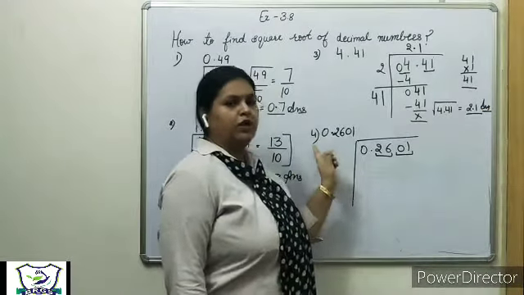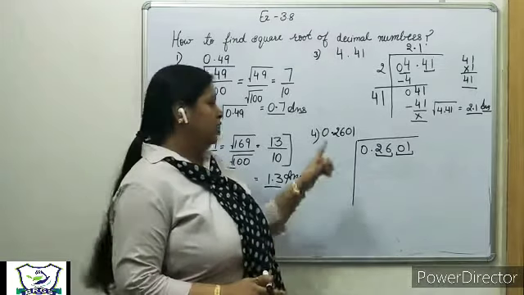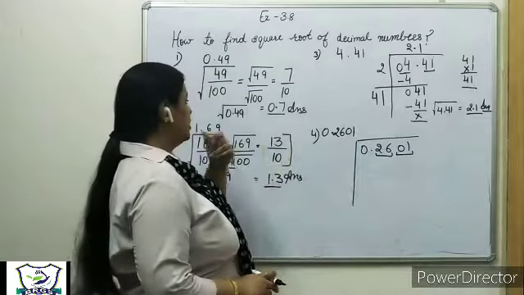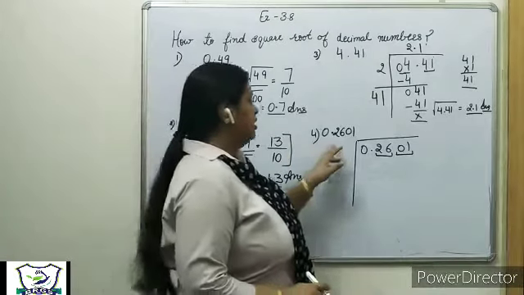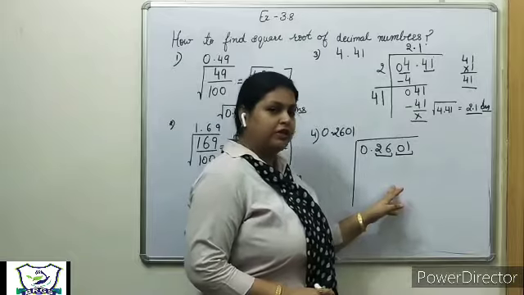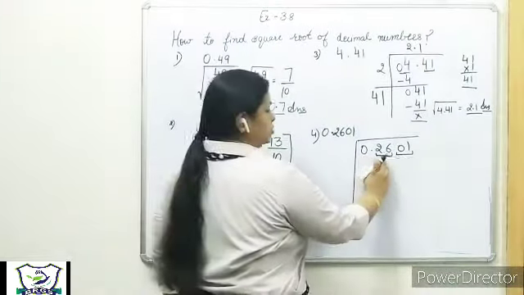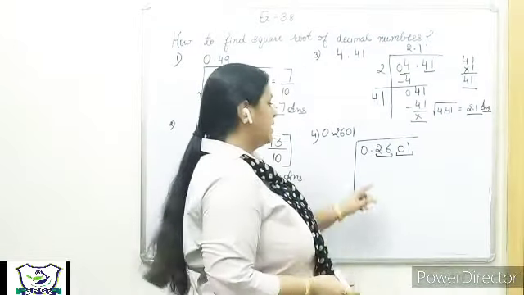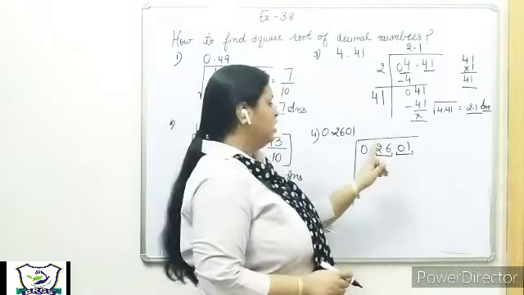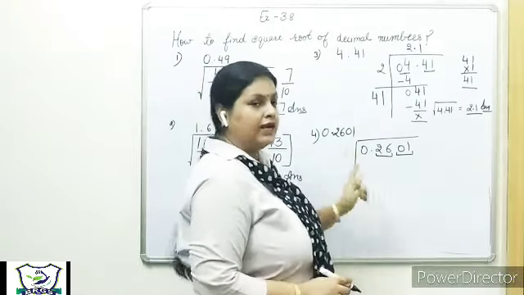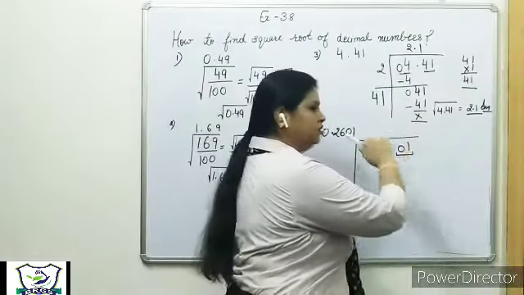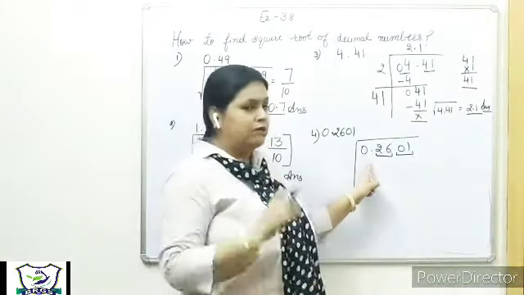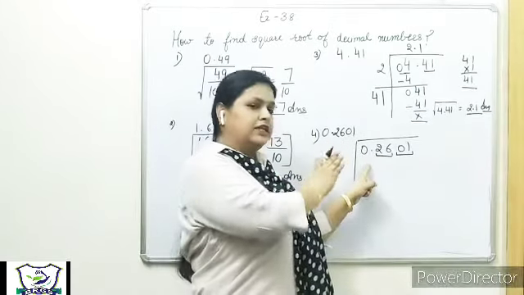Next example is 0.2601. Again, you can calculate the square root of 0.2601 by converting it into a fraction, but now we are going to solve it with the division method. In 0.2601, we have 4 digits in the decimal part. So the first step is to make pairs. When we do pairing of the decimal part, it is done from left to right. But for the whole number part, pairing is done from right to left.